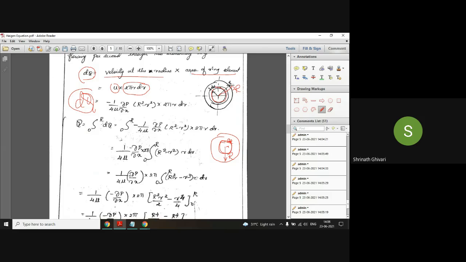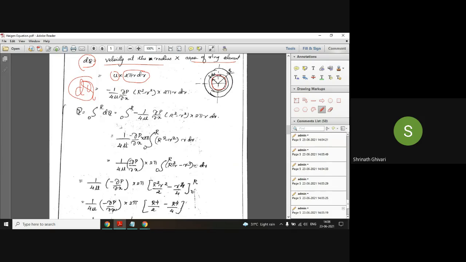Okay. So now it is 0 to r dq. I will just substitute the value of dq over here: 1 minus 1 by 4 mu dou p by dou x (R square minus r square) into 2 pi r dr. So when I substitute, I have to integrate with respect to r from 0 to R.